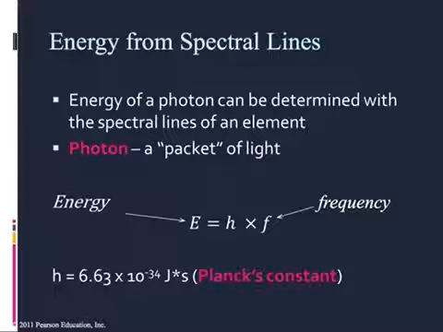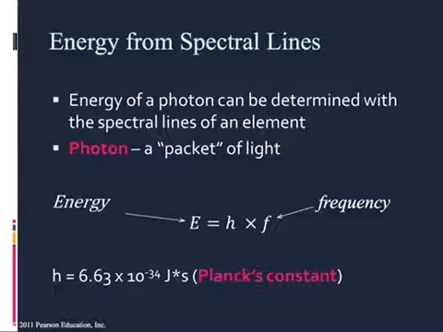The final part of our introduction to spectroscopy is how do we determine this amount of energy? Photon is the term that we use for light. Light sometimes acts like a wave, sometimes acts like a particle. It has properties of both, and the official term we use today for bits of light, if you will, a packet, is photons. And we can identify and calculate the amount of energy an individual photon has just by knowing the spectral lines of the element. So the equation that you see here: E equals h times f.